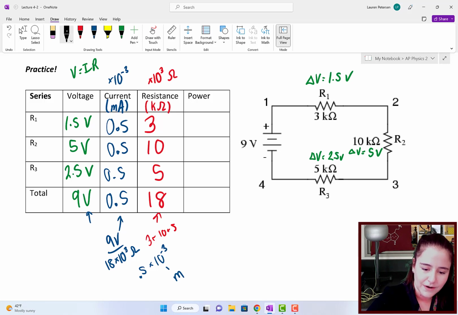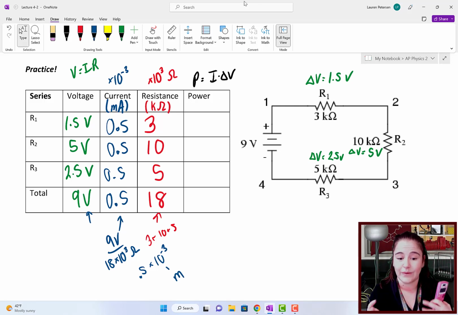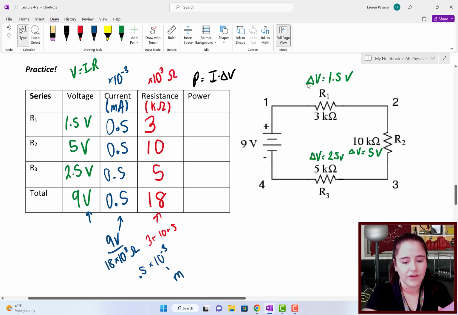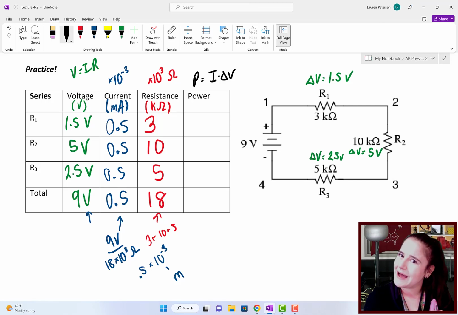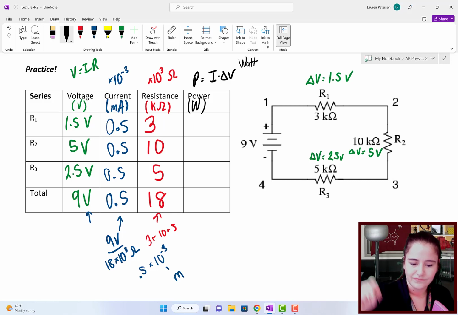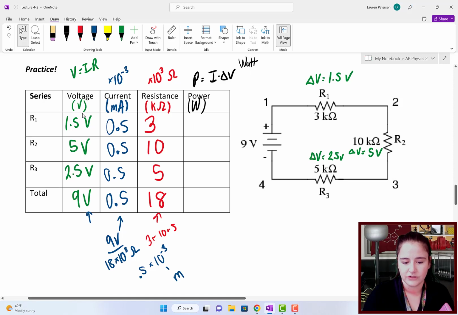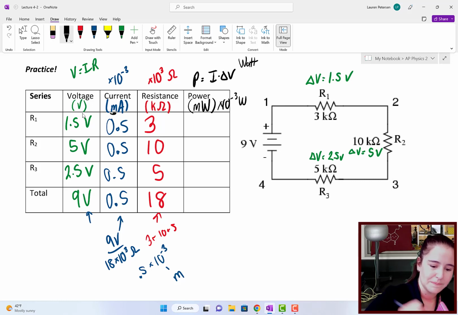We can also solve out the power. Remember, power in a circuit is current times voltage. It's related to the brightness of the bulbs, or in this one, it would be the rate of the heat dissipated off of those. And what is the unit of power? Watt is the unit of power. If we're doing current times voltage, though, we're actually going to be in milliwatts, or times 10 to the negative 3 watts, because we got the milli in the current.